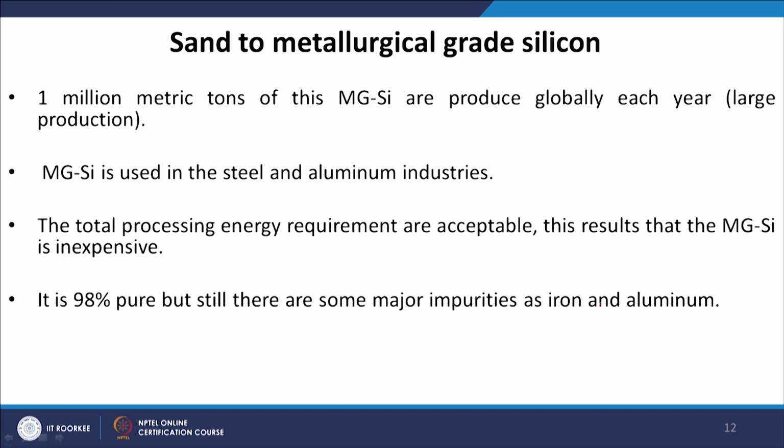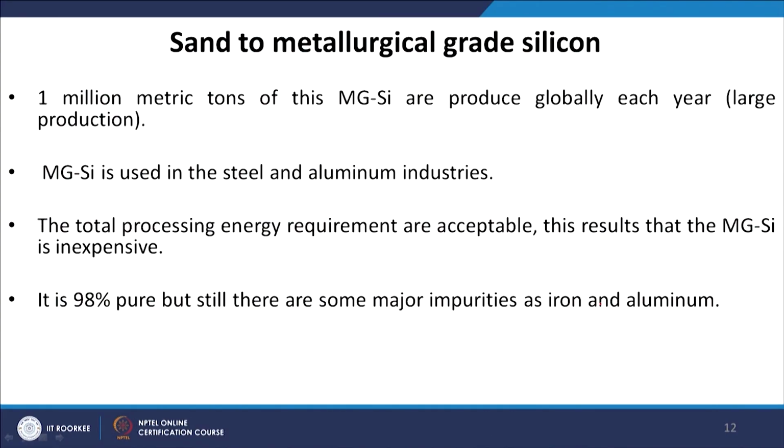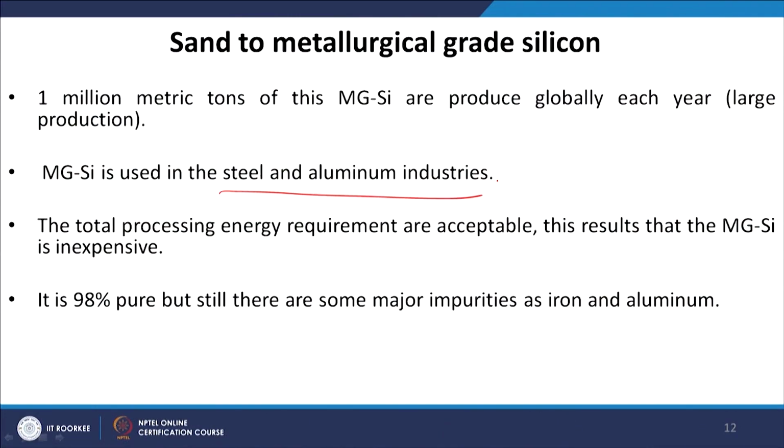One million metric tons of metallurgical grade silicon are produced globally each year. The production is very large, and this number is increasing every year. Metallurgical grade silicon, as we just mentioned, is used in the steel and aluminum industry. In the steel industry, there are different kinds of steel with different brittleness or mechanical rigidity, and for that we use different forms of metallurgical grade silicon. The total processing energy requirement is acceptable. This results in metallurgical grade silicon being inexpensive.